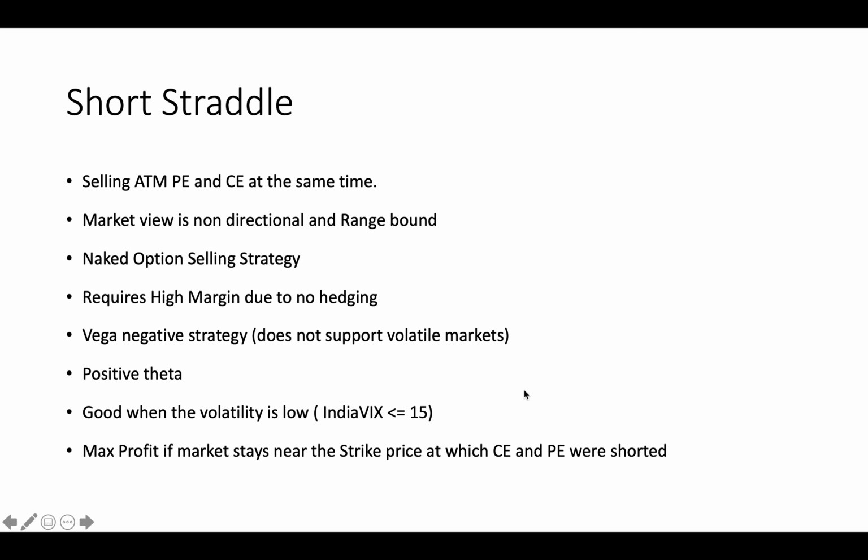In short straddle, you are selling an at the money put option and call option at the same time. And again, this is pretty similar to strangle, where the market view is non-directional and range bound. And again, these points are almost the same. It's a naked option selling strategy, requires high margin. It's a Vega negative strategy, positive theta, good when the volatility is low, and you get the maximum profit if the market stays near the strike price at which the call option and put option were shorted.